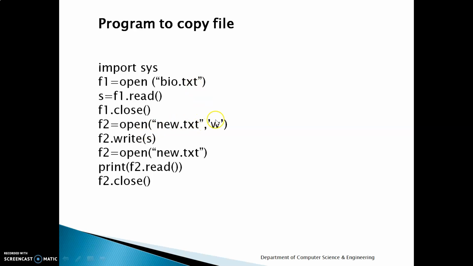So here it was the read mode. By default, here it is the write mode. Now what you're doing, f2.write. In order to write to a file, what are you writing? All the contents of f1. This is how you're copying the contents of f1 into f2.